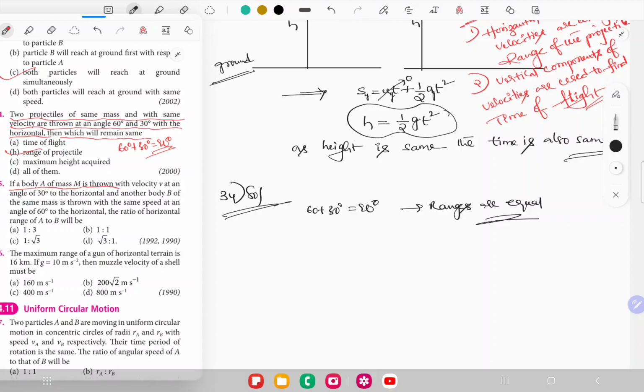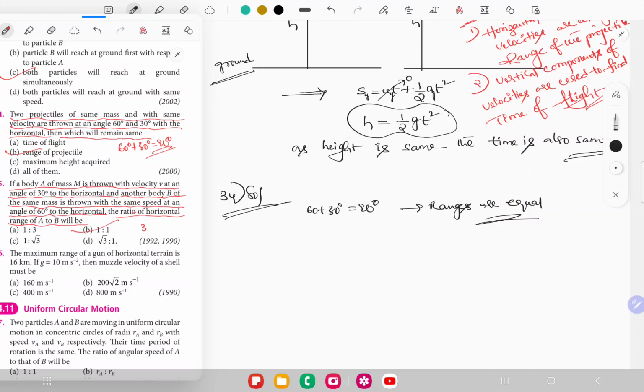If a body A of mass M is thrown with a velocity v at an angle of 30 degrees to the horizontal, another body B of the same mass is thrown with the same speed at an angle 60 degrees to the horizontal. The ratio of horizontal range of A and B is again the same answer. What is the answer? You're going to get 1:1, right? Yes, it is.